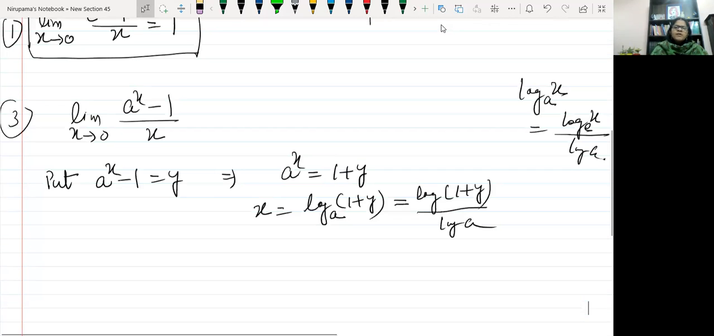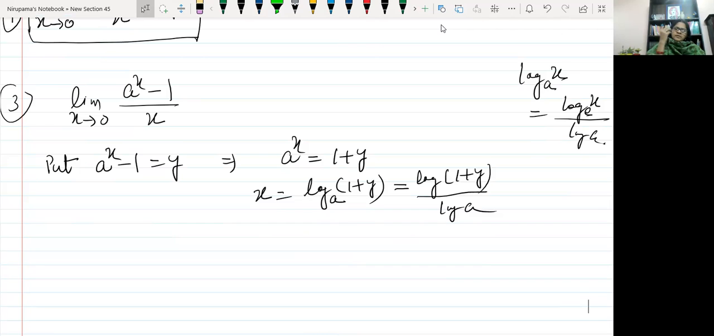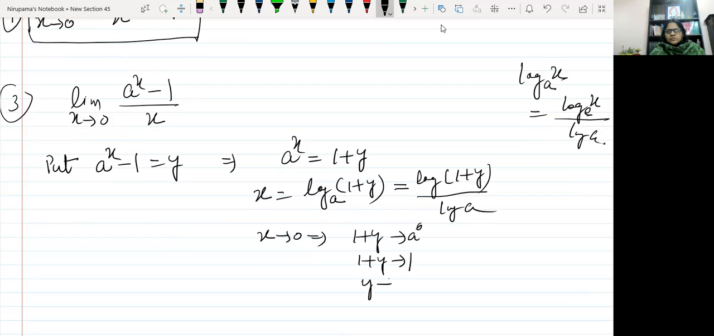Logarithm basics and properties, I have already uploaded a video. So in case you need to know the basics of logarithm, you can refer to that video. And also here you see, when we are changing the variable x in terms of y, x approaches 0. This implies 1 plus y approaches a to the power 0, I mean 1 plus y approaches 1, or y approaches 0.